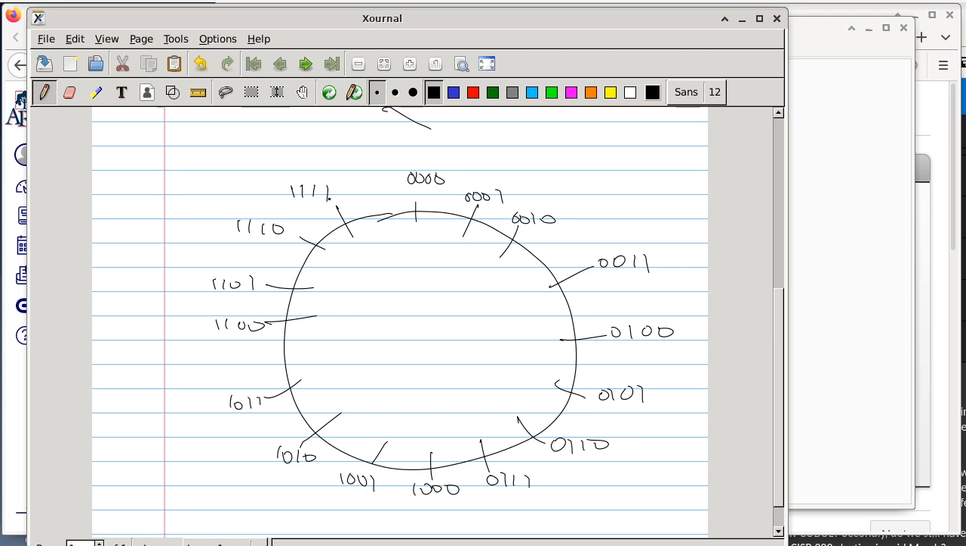OK? But if I do want to interpret each bit pattern as a value, that's pretty easy. This is 0, 1, 2, 3, 4, 5, 6, 7, 8, 9, 10, 11, 12, 13, 14, 15. Is that okay so far? So you can also look at this and say, if I want to do addition, that means I am just moving my hand clockwise. If I want to do subtraction, I'm moving my hand counterclockwise, right?